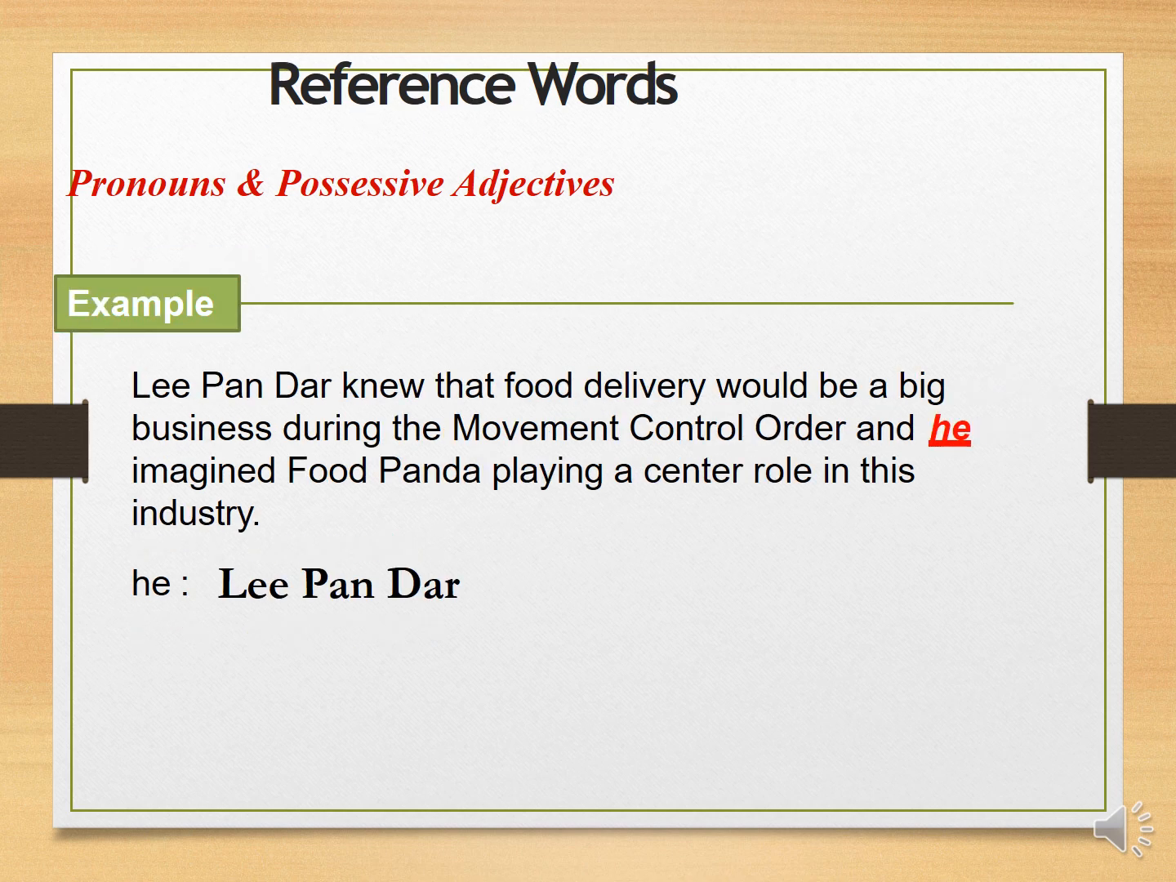Another example, Lee Panda knew that food delivery would be a big business during the movement control order, and he imagined Foodpanda playing a central role in this industry. So he here is referring to someone who imagined Foodpanda playing a central role in this industry. So he is referring to Lee Panda. Okay, actually, Lee Panda is only imaginary. I made up the name, so don't go and try to Google this name. I don't think this person exists.